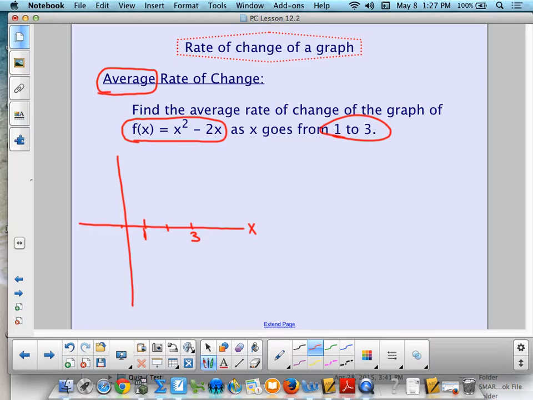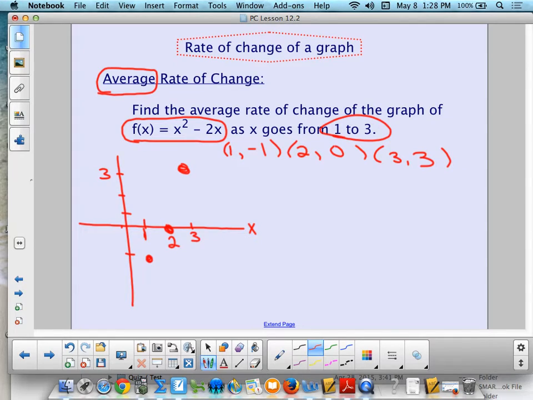So what's the answer at 1? If I put 1 into my function, what do I get? Negative 1, yes. Right about here. If I put 2 into my function, what's the answer? 0. Right there. If I put 3 into my function, what's the answer? Say again. 3, 3. So there's 3.